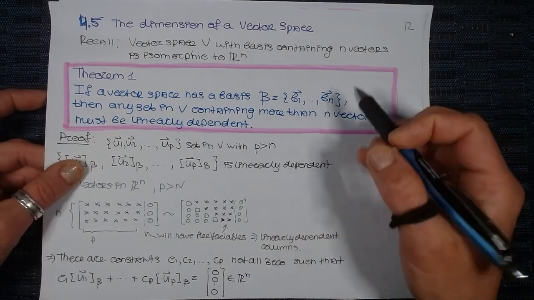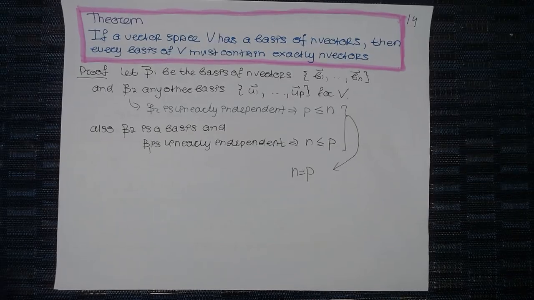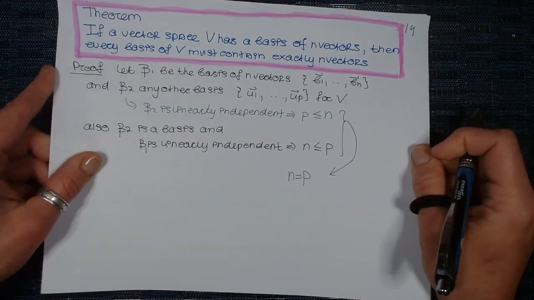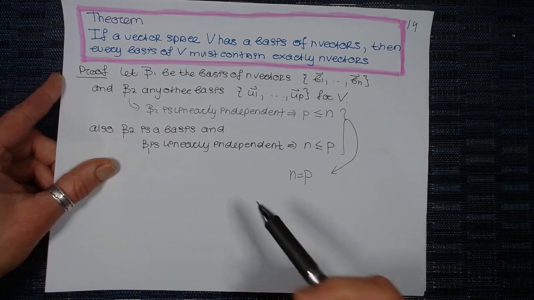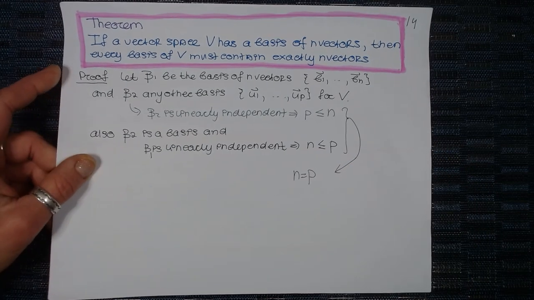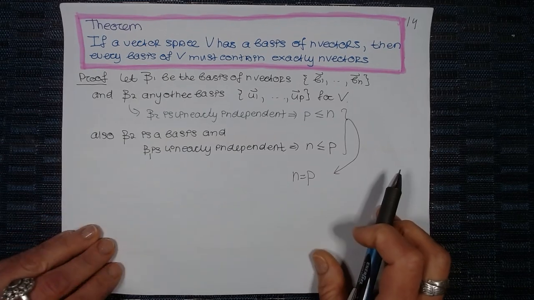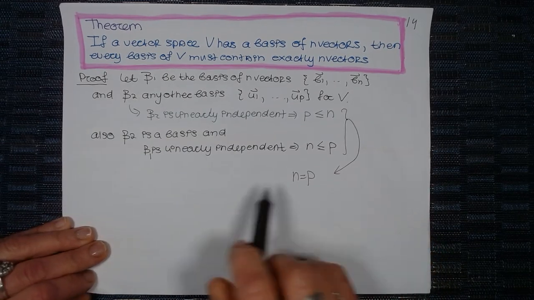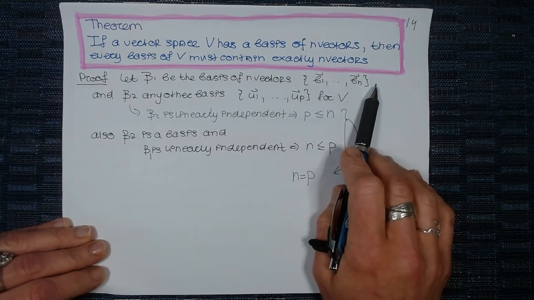I can't have a linearly independent set with more than n vectors. But here we're going from the opposite direction, saying that I can't have a basis having less than n vectors, or obviously more than n vectors. And this one is easier to prove, right? So suppose we have a basis beta of n vectors, so that one is given.